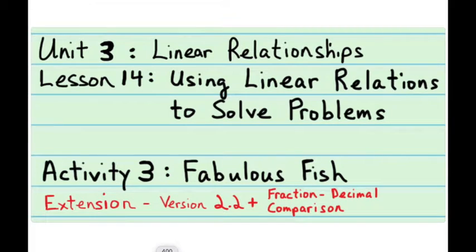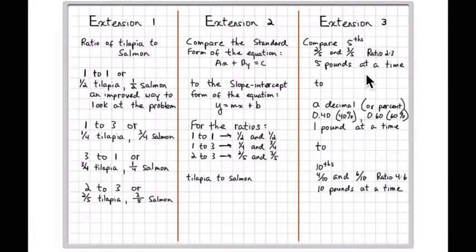This is the third extension of Activity 3, Fabulous Fish. And in this extension, I'm going to move from using fractions of what I purchased, so 2/5 and 3/5, to using a decimal value, 40 hundredths and 60 hundredths, which is the same actually as 40% and 60%. And also I'm going to compare that to tenths, 4/10 and 6/10.